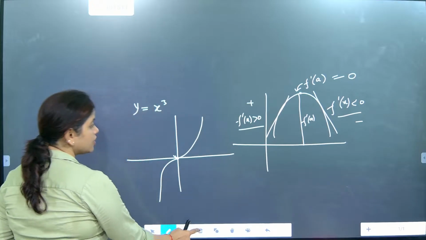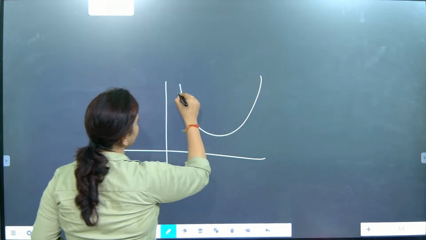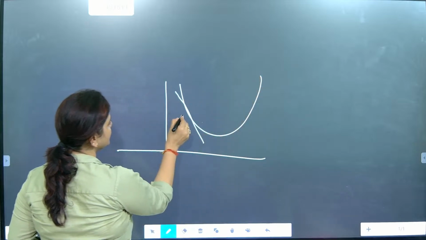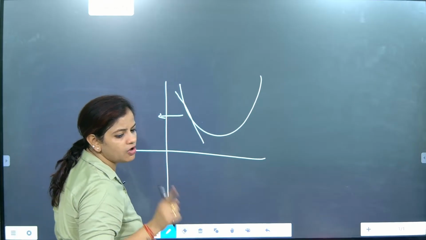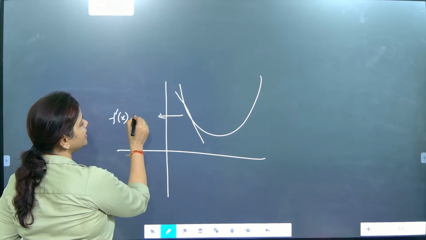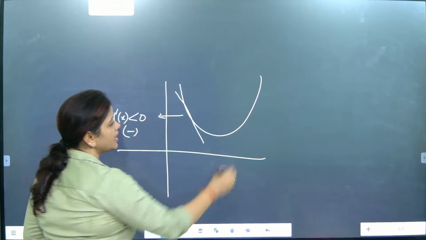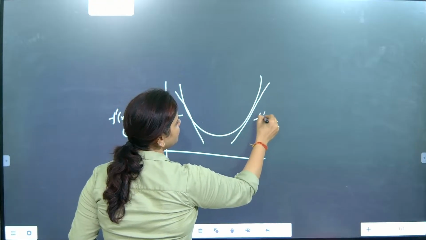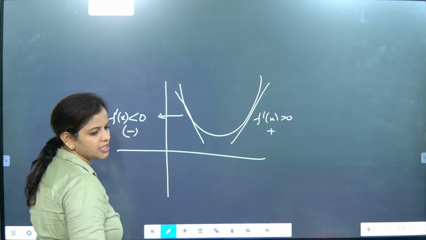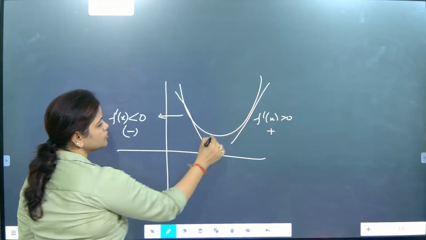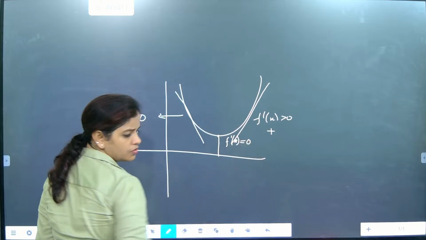So if we draw the opposite, then we will be drawing like this. Here you might be seeing that at this point, f dash x will be less than 0, decreasing, so we will consider it as minus. And here this part f dash x will be greater than 0, increasing, so it will be considered as plus. So here minus and plus is there. This point again will become the critical point. F dash a will be equal to 0.